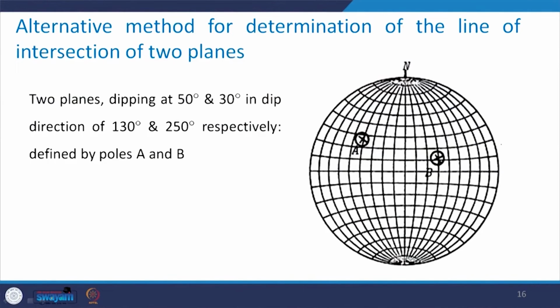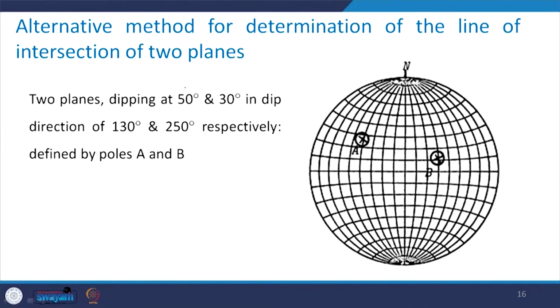Now there is an alternative method of determination of the line of intersection of two planes. This we have already discussed using one particular method, but using the poles also we can find out the line of intersection of the two planes, because I mentioned to you that planes can either be represented by great circles or by their poles. When we represented them by great circles, we have already seen how to determine the line of intersection of two planes. So the alternative method is using the poles.